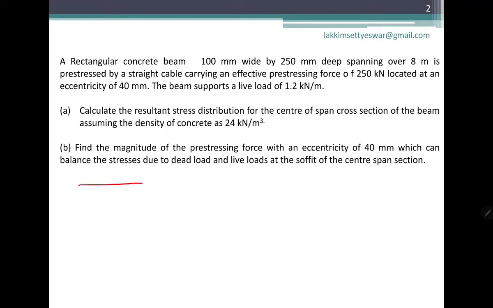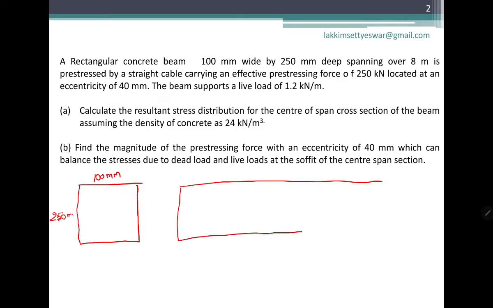So the size of the rectangular section is 100 mm wide and 250 mm deep, spanning over 8 meters, is pre-stressed by a straight cable carrying an effective pre-stressing force of 250 kilonewton. So the beam length is 8 meters and there is a pre-stressing member carrying 250 kilonewton located at an eccentricity of 40 mm.